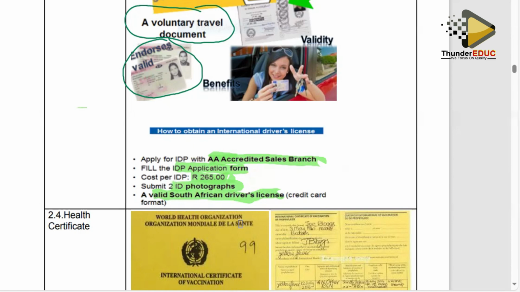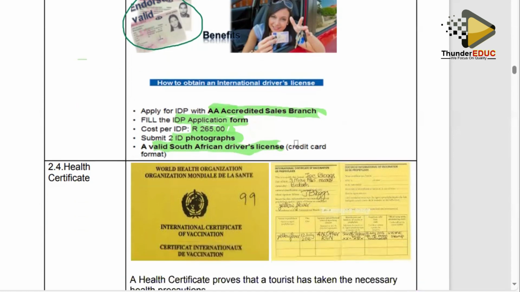Apply for IDP with AAA sales branch, fill in an IDP application form, then the cost of the IDP, that is the payment which you would pay, that is actually 265, submit 2 photographs, carry a valid South African driver's license and a credit card format. So that is basically the IDP.